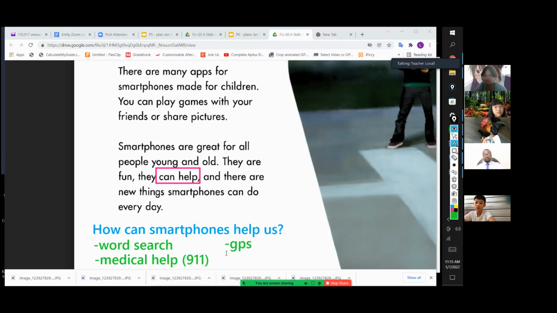What else? Yes. How else can a smartphone help us? Anybody else? That's it? Booking the ticket. Okay, good. Booking tickets. So there are so many things that smartphones can do. Thank you so much for helping us.